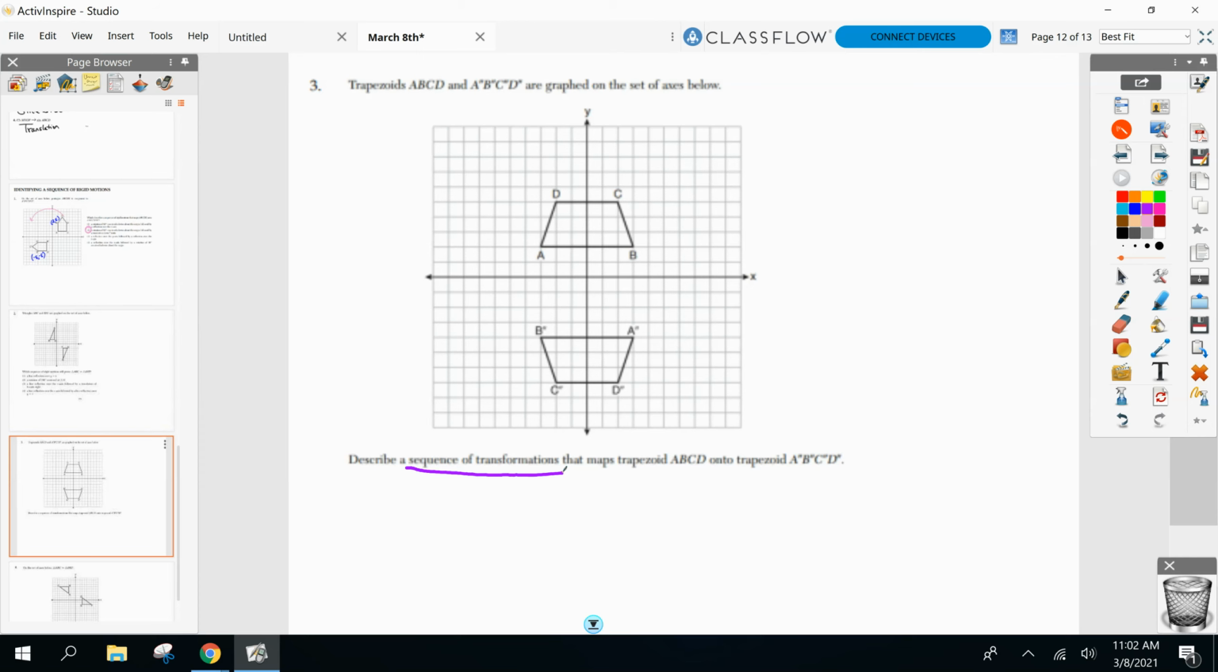It's going to get tough now. So should I rotate first? Should I translate? Reflect first? Look at where A and A prime are. Look where B and B prime are. You're going to have to do something other than just flipping them.